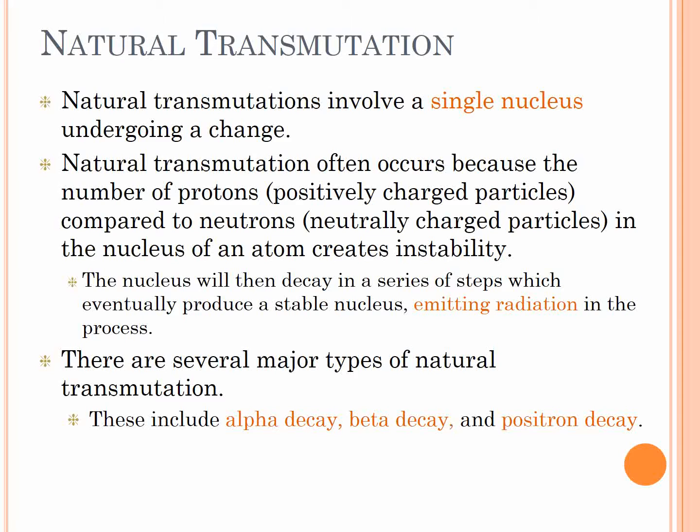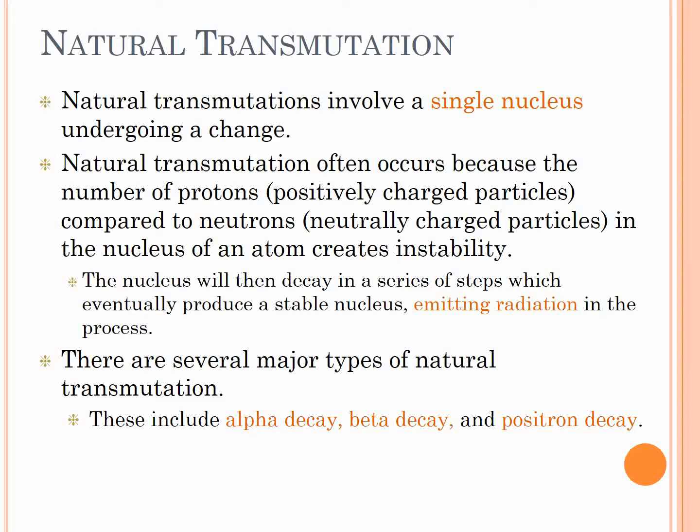Natural transmutations involve a single nucleus undergoing a change. It often occurs because the number of protons, which we recall are positively charged, compared to the number of neutrons, neutrally charged particles, in an atom of the nucleus creates instability. The nucleus then decays on its own in a series of steps which eventually produce a stable nucleus, emitting radiation in the process. The matter has to be changed into something and often is changed into forms of energy.